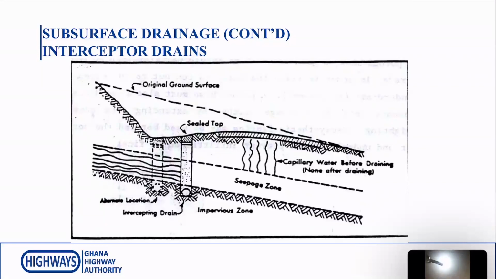So an interceptor drain has been placed a distance away from the road pavement, and that is going to trap all the water flowing from, if you are looking on the screen, from the right, into the interceptor drain, which is placed underneath the subgrade, which is an impervious zone. Then from there, it is taken to a convenient point and discharged.